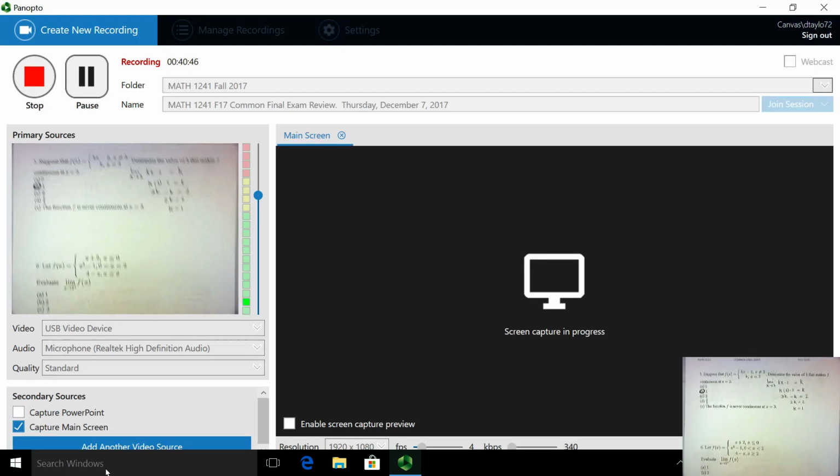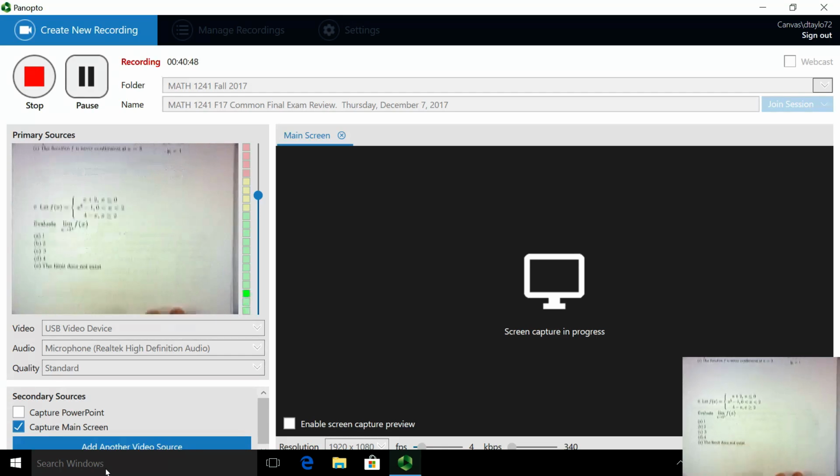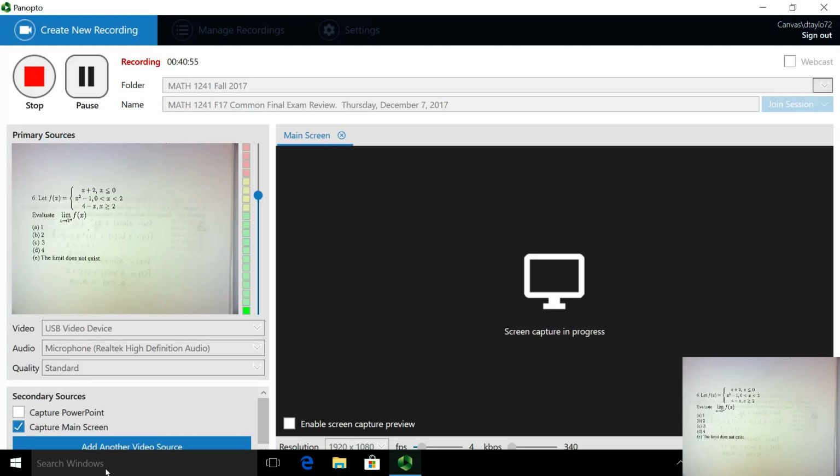All right, problem number 6. F of x here again is a piecewise function. I have x plus 2 for all x less than 0. I have x squared minus 1 for all x on the interval between 0 and 2. And the function is equal to 4 minus x for all x greater or equal to 2. We would like to find the limit as x approaches 2 from the right-hand side.